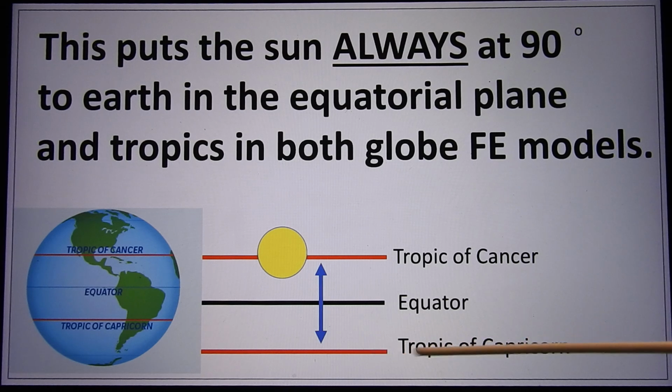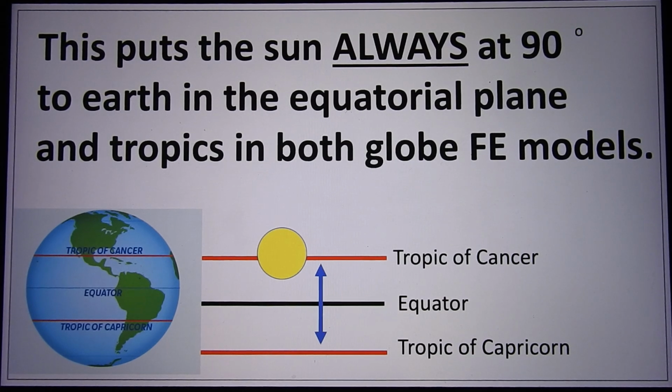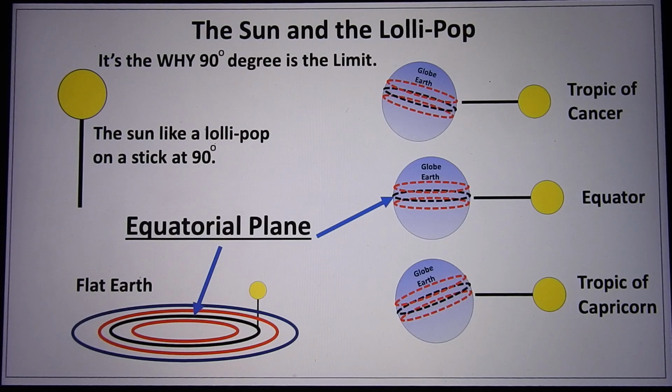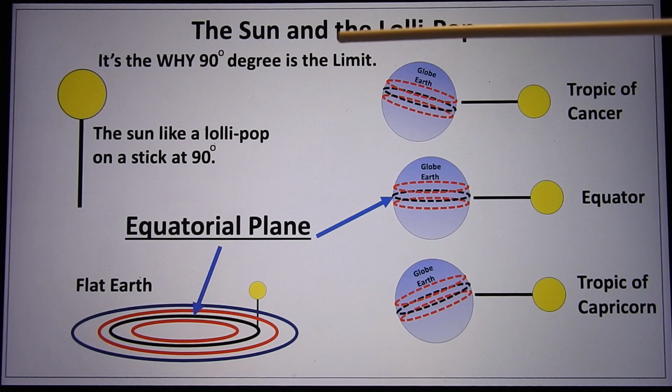And then you have the winter in the Tropic of Capricorn, or in the southern hemisphere, that winter, fall and winter sun season. Again, very simple methodology for both models. The sun at 90 degrees is kind of like a lollipop on a stick. That's the best way to describe it.